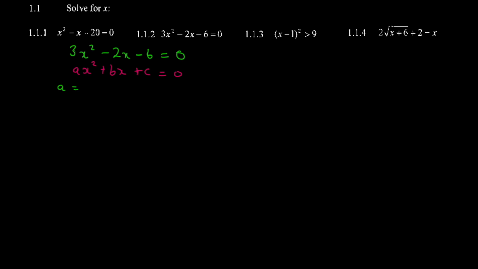So if you know the value of a, then you can go ahead and substitute. In this case, a is equal to the coefficient of x squared, which is 3, and b is equal to the coefficient of x, which is -2. Remember, a number owns the sign to its left-hand side, so you take the 2 with the negative as well. Then c is obviously -6.